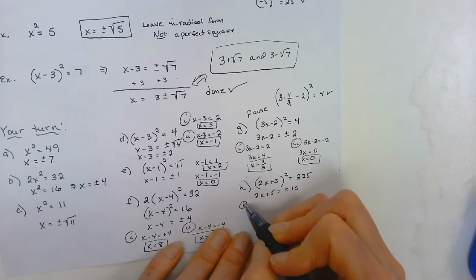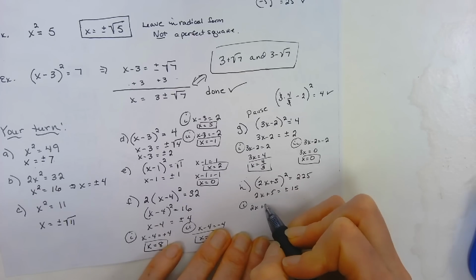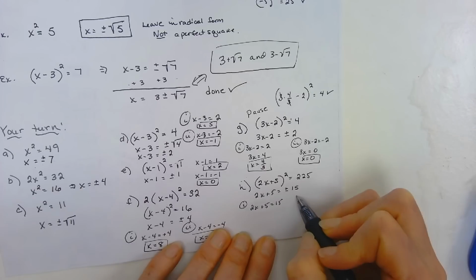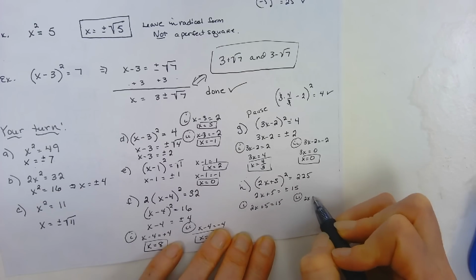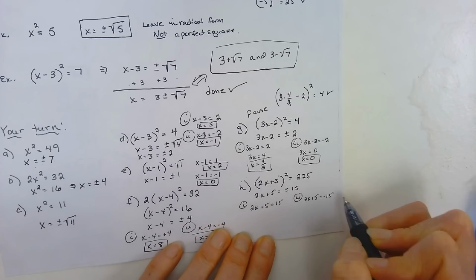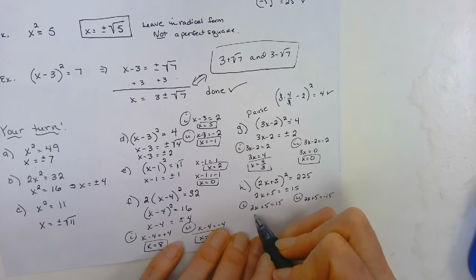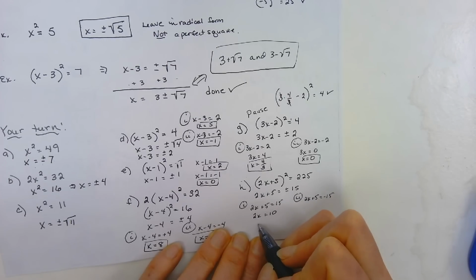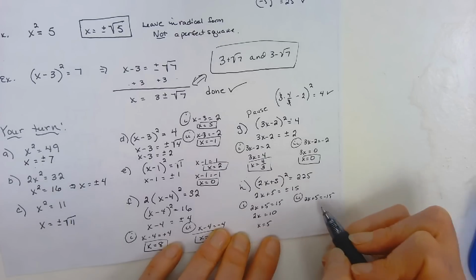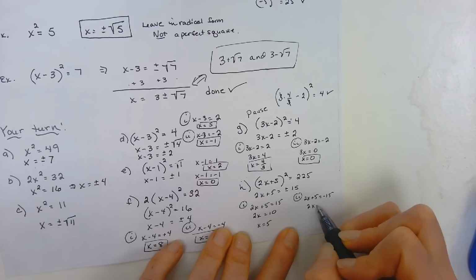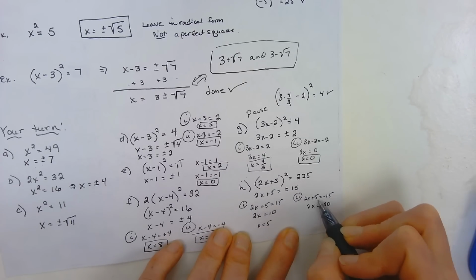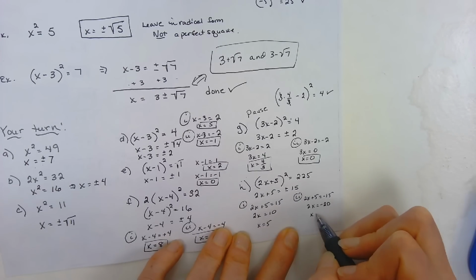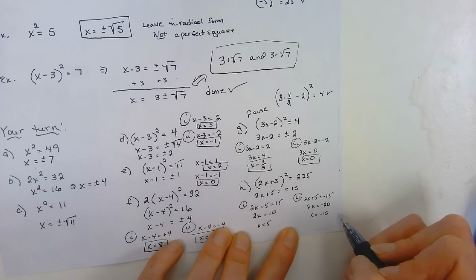Case 1 will be 2x plus 5 equals 15. And case 2 is when 2x plus 5 would equal negative 15. Solving for x, subtracting 5, I get 2x equals 10. Dividing both sides by 2 gives x equals 5. Over here, 2x equals negative 20 if I subtract 5 from both sides. X equals negative 10 when I divide both sides by 2.